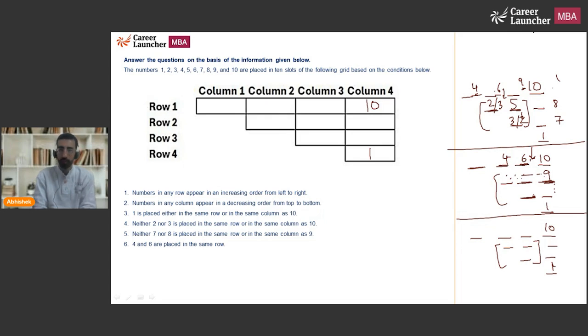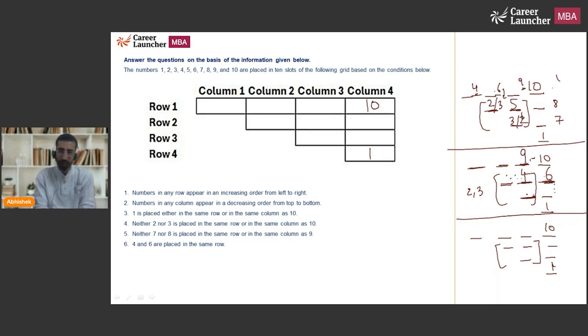So what are we left with? We are left with the second row for 4 and 6. First row is done. Now, we already know that out of these 3 cells, 2 will be occupied by 2 and 3. Can't be in the same row or column as 10. So 4 and 6 can't occupy these 2 places, but 4 and 6 may possibly occupy these 2. And then, of course, 9 would have to come in here.